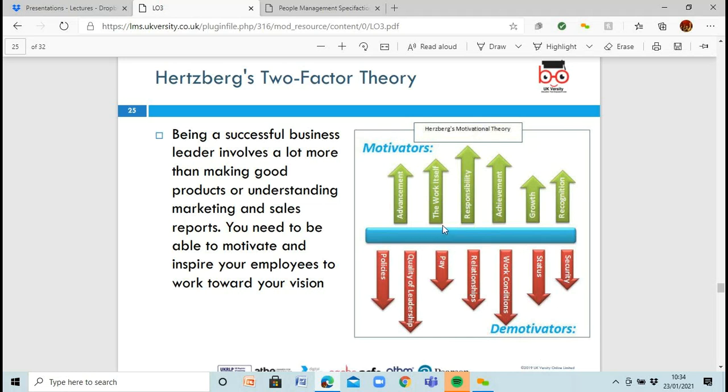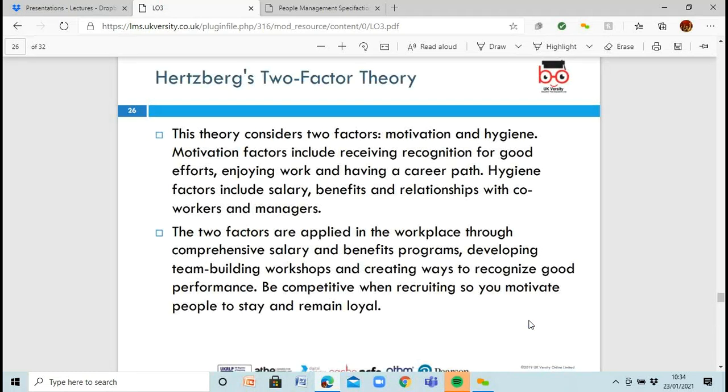So in the green, the motivators are advancement, the work itself, responsibility, achievement, growth, and recognition. And then demotivators are the policies, the quality of the leadership, pay, relationships, work conditions, status, and security.